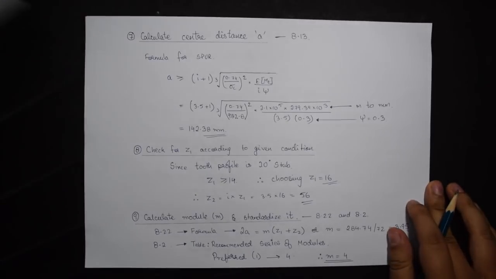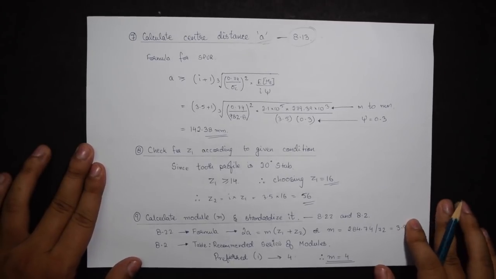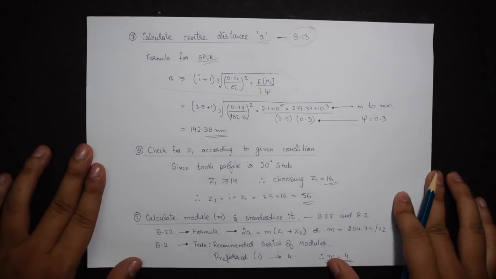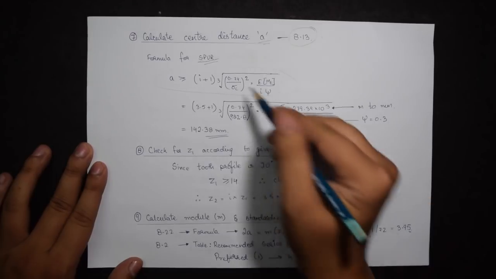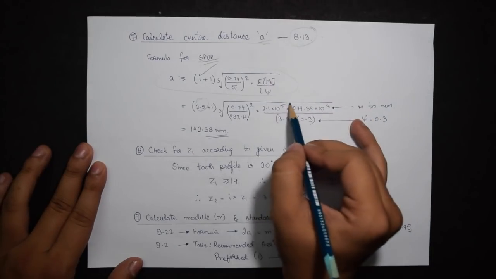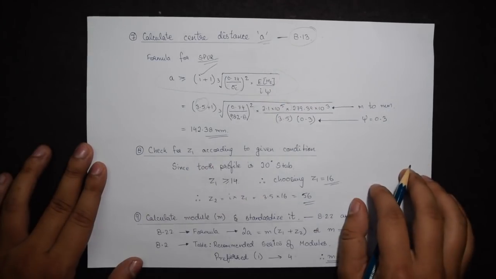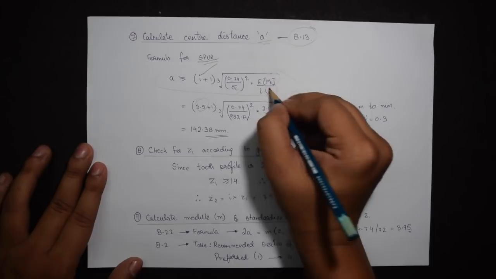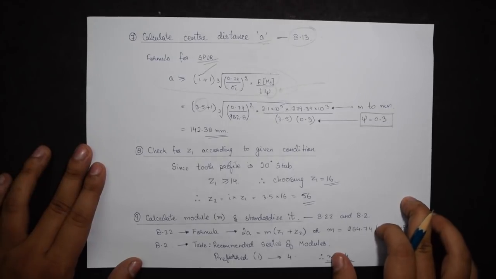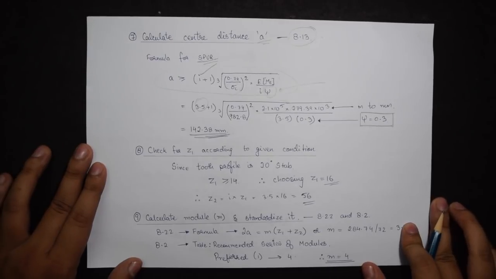Now let us calculate the center distance A given on page 8.13. So for the formula of spur gears, we have this formula. A is greater than the complete thing. Now we know the value of I as 3.5, which was given in the question. Value of E is 2.1 into 10 to the power 5, sigma C, I, and design MT, all of which is calculated. Now there is a new variable called psi, which we assume as 0.3 over here. Solving this, my value of A becomes 142.38 mm. So we are halfway through right now.